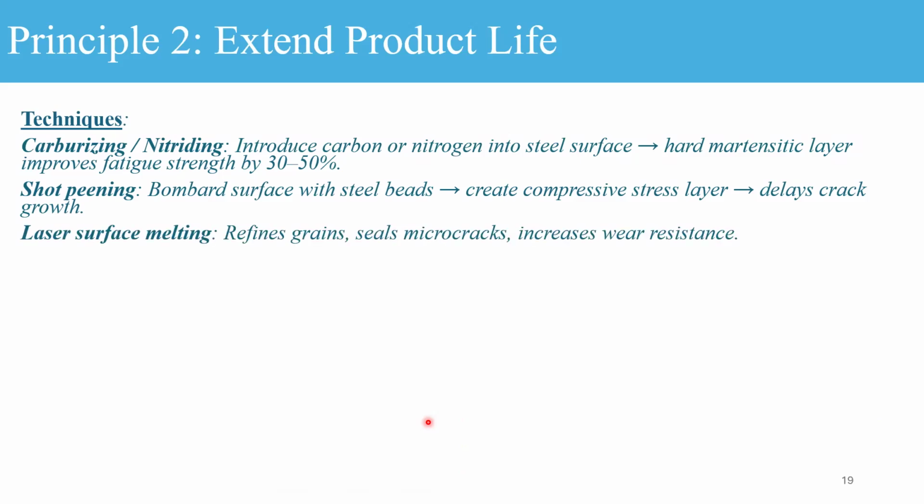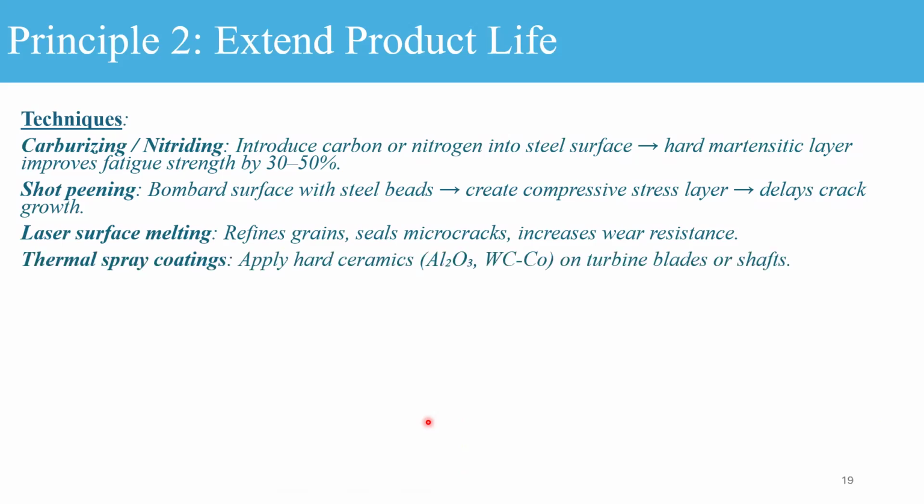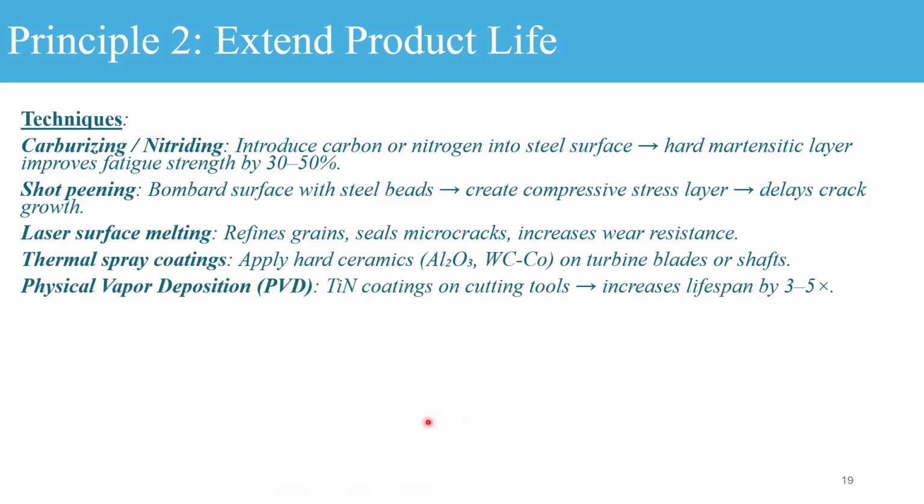Similarly, another technique is laser surface melting, which refines the grains of the surface, seals any micro cracks, and increases wear resistance. The other technique of wear and fatigue improvement is thermal spray coating, where we apply hard ceramic such as aluminum oxide on turbine blades or shafts. And another technique is physical vapor deposition, where titanium nitride coatings are applied on the cutting tools that increases the lifespan of cutting tools by almost 3 to 5 times.